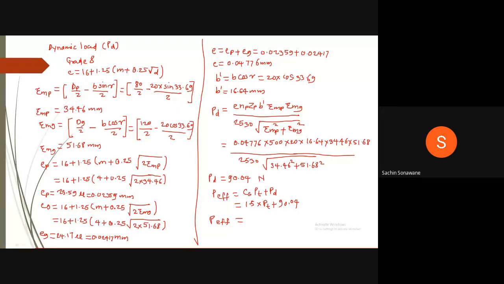Therefore, what is the value? Same value will be there. P effective is equal to 1.5 PT plus 90.04. Now we have to compare SB and SW, and whichever is minimum, we have to equate it to P effective. Therefore, give this as equation 1.